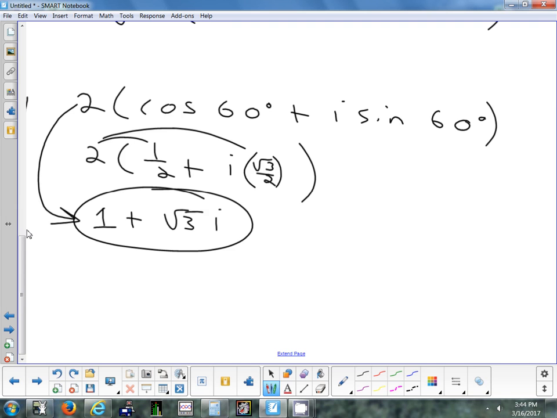Any questions on that? So you will see one like that that's an exact answer and not a decimal. If the angle wasn't a multiple of 30 or 45, we would not be doing it as an exact answer. So that's the only time you should expect exact answers, when you have multiples of 30 or 45 for your angle.